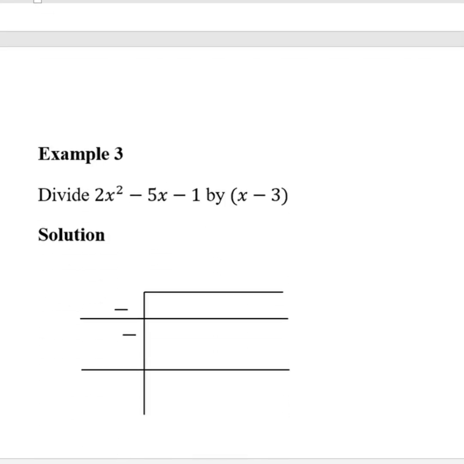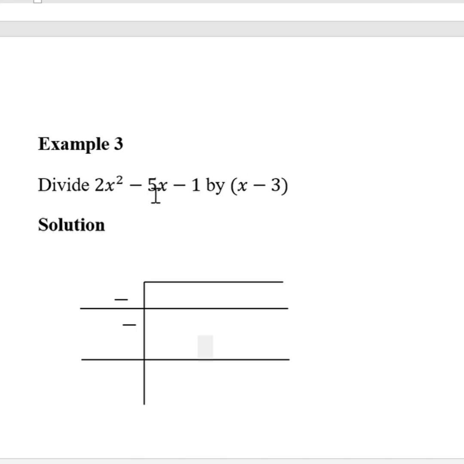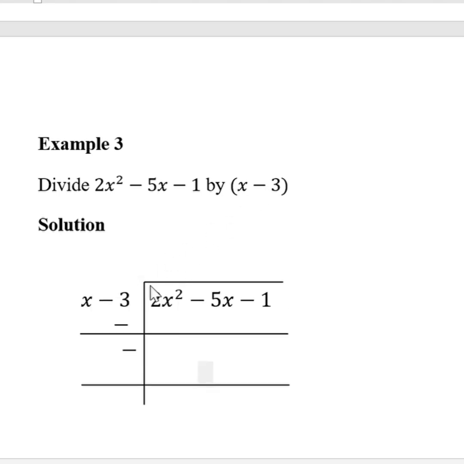The last example is 2x squared minus 5x minus 1 divided by x minus 3. The dividend inside here, the divisor outside, like that. Consider the first term, 2x squared, divided by x, you get 2x. Write it here.